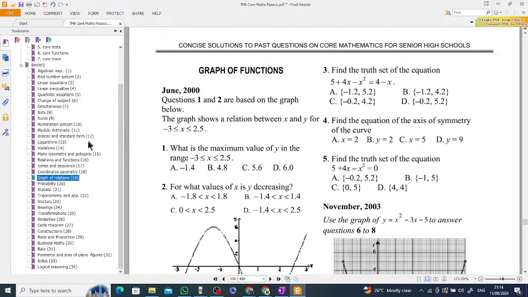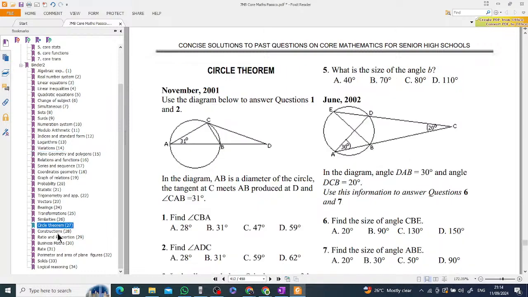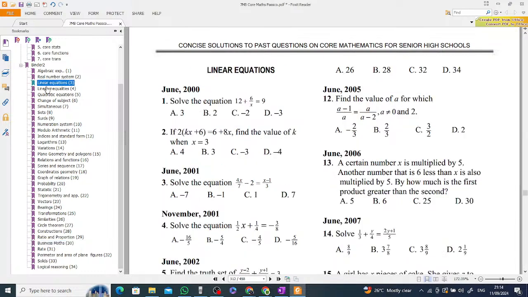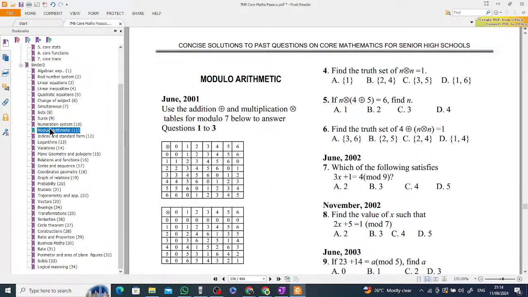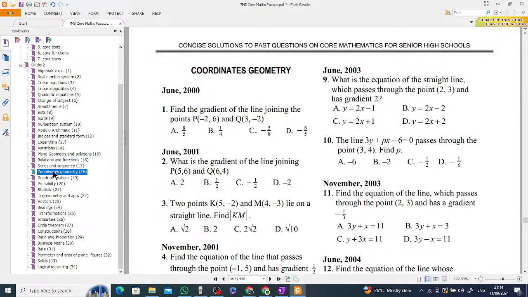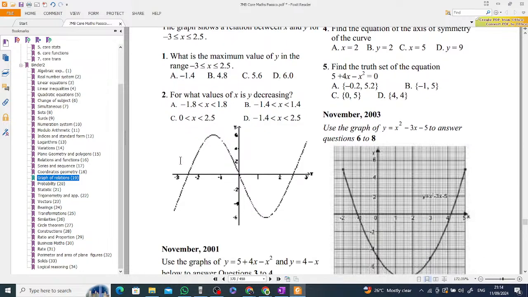Are you okay with the maximum and minimum curves of quadratic graphs? No? That one doesn't come often. Sure, sometimes it's common. You can't predict it. Everything can come.